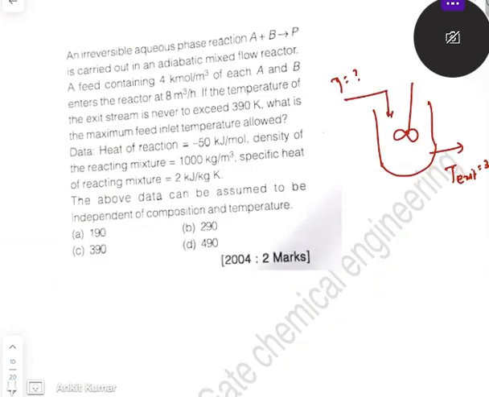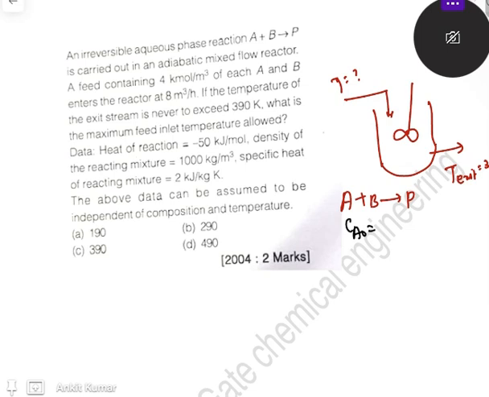Now, the next question is again from the continuous stirred tank reactor. That question was asked in 2004. Here you can see an irreversible aqueous phase reaction, A plus B getting converted into product P, carried out in an adiabatic mixed flow reactor. The feed contains 4 kilomole per meter cube of each of A and B. So the reaction happening here is A plus B converting into product P, and the concentration of both A and B is 4 kilomole per meter cube, and the volumetric flow rate is given.